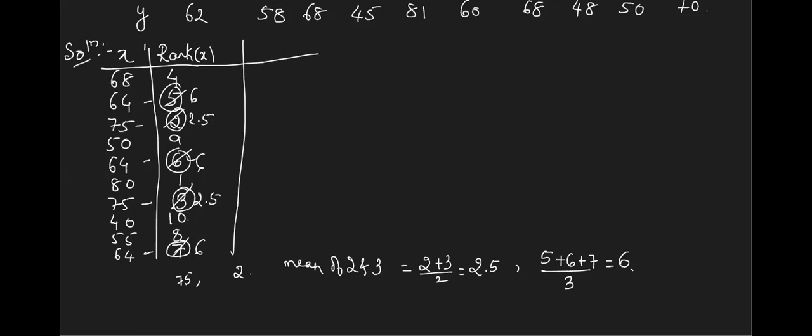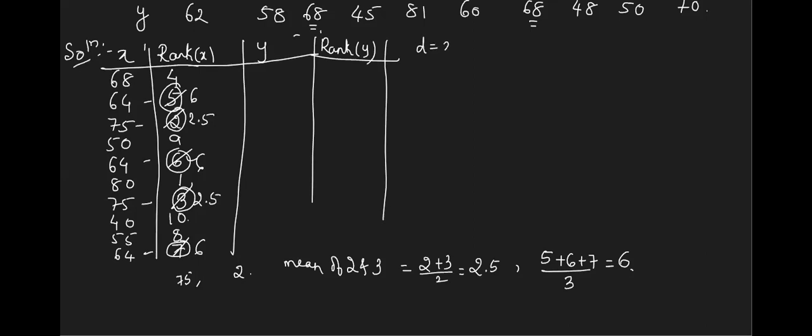I'll give you one little work. Take Y marks and write the rank of Y. If any students are getting the same marks, you can observe here 68 is repeating twice, so you can just give the new ranks by taking the average. Do that much work, and then after getting those new ranks, take D as rank X minus rank Y and prepare one more column as D square. This is your homework. Do it, and then I'll explain how to get the rank correlation.